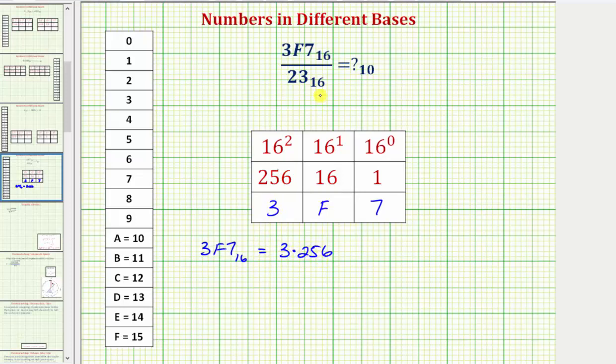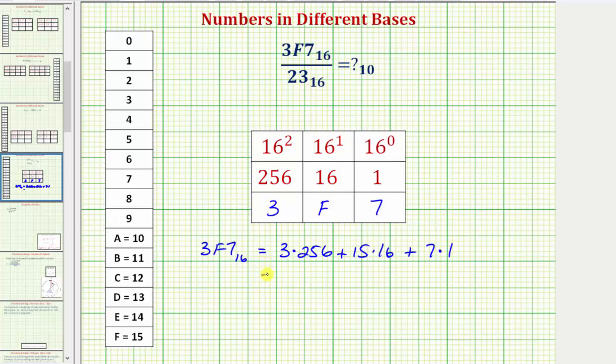Now, for any base larger than 10, to avoid the confusion of having a two-digit number in any place value, once we reach 10, we represent 10 with the letter A. For 11, we use B. For 12, we use C, and so on. So because we have an F in the 16's place value, that means we have 15 16's. So we have plus 15 times 16 plus 7 times 1.